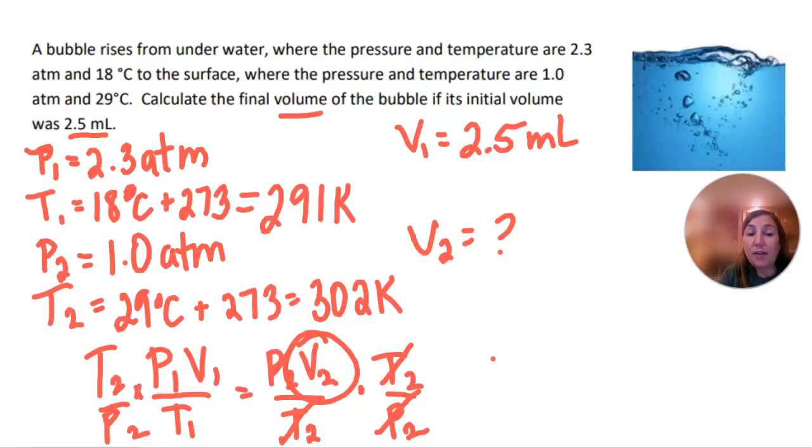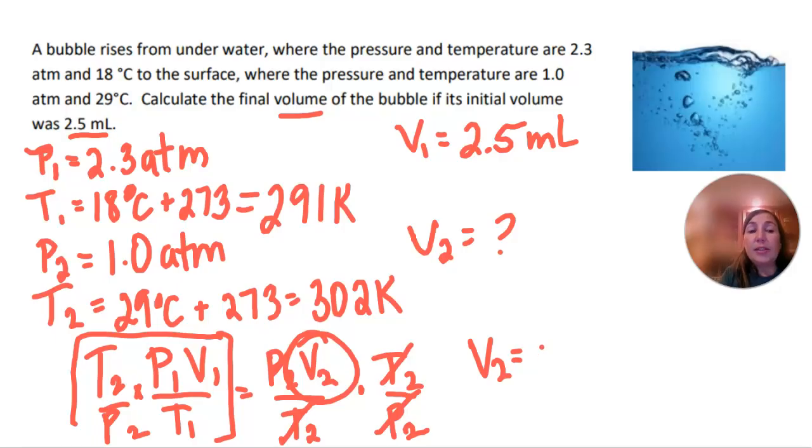I just like to kind of figure them out myself because it's easier for me to remember P1 V1 over T1 equals P2 V2 over T2. That's something I can remember more easily. Okay, so here's my equation that I'm going to use.